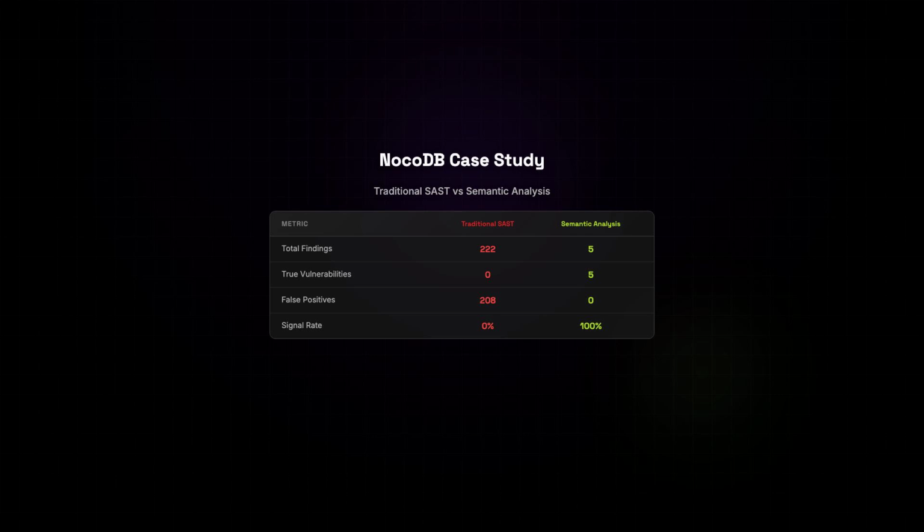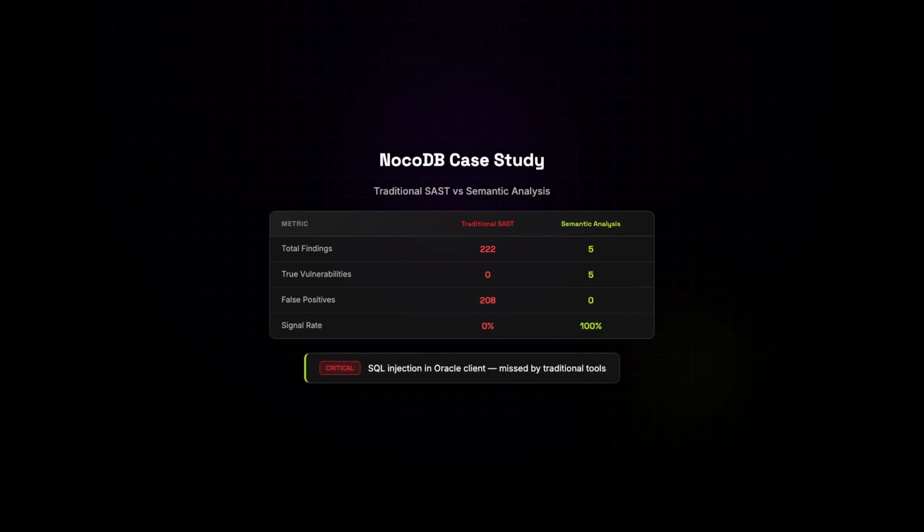Here's where it gets really interesting. We ran a case study on NocoDB comparing traditional SAST against semantic analysis. Traditional tools generated 222 total findings. The number of true vulnerabilities in those 222 findings? 0. Every single one was a false positive. Meanwhile, semantic analysis found just 5 findings, and all 5 were real vulnerabilities, including a critical SQL injection in the Oracle client that traditional tools missed entirely.